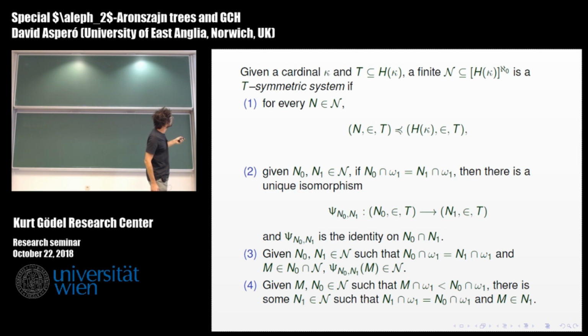Then if you have two models of the same height, so the same intersection with omega 1, then there's a unique isomorphism, which I will always denote by psi from N0 to N1, between the models, and it's the identity on the intersection. Then the collection is closed under these isomorphisms, right? So you have two models of the same height and something in N0, then the image of that is in the collection. And then you have this extra requirement, which is not really needed for what I want to discuss next. Okay, so this symmetric system is some nice matrix of models.